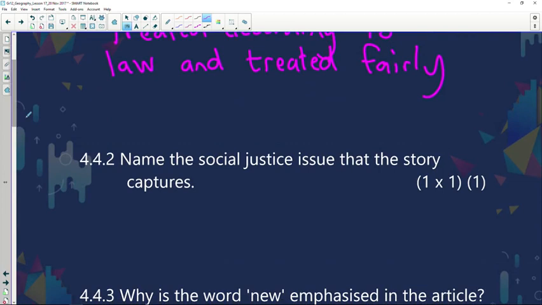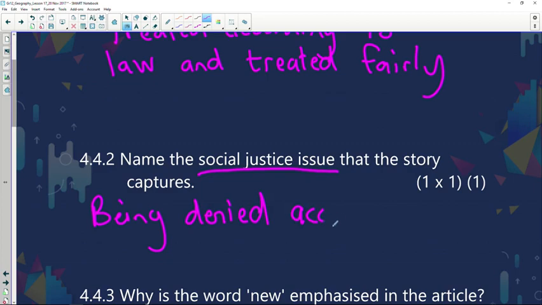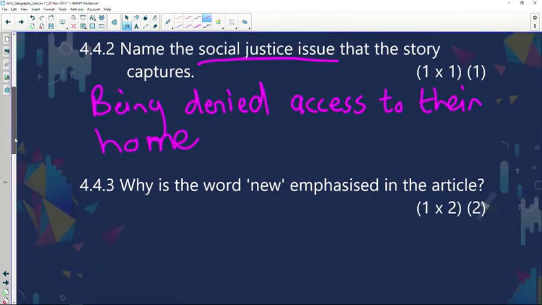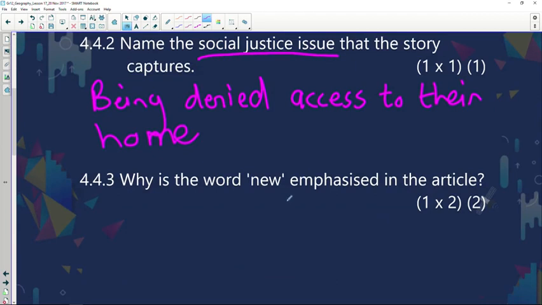Name the social justice issue in the story that's been captured over there. And first of all, it's being denied access to their home. If we look at the next question, it's only for 1 mark. Why is the word new emphasized in the article?